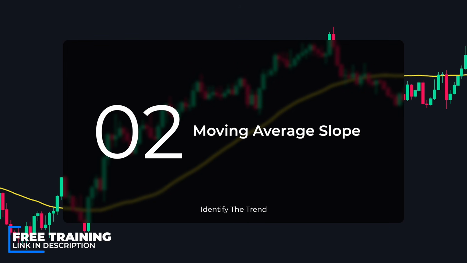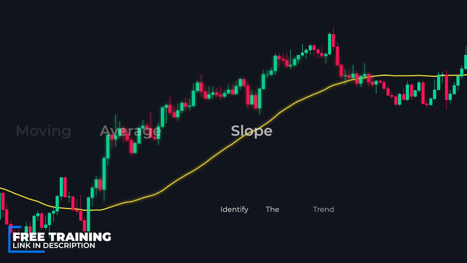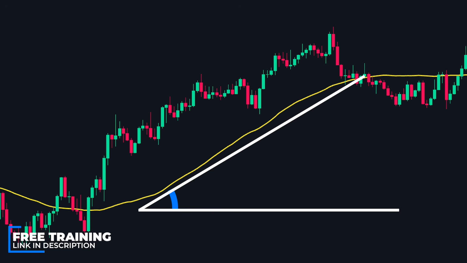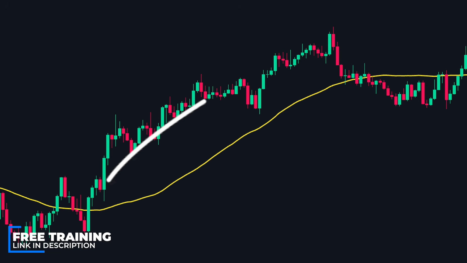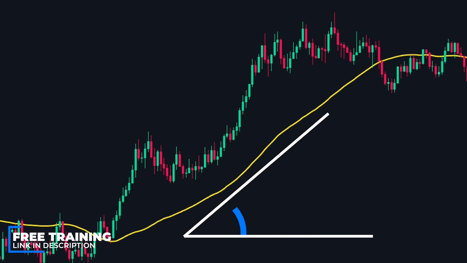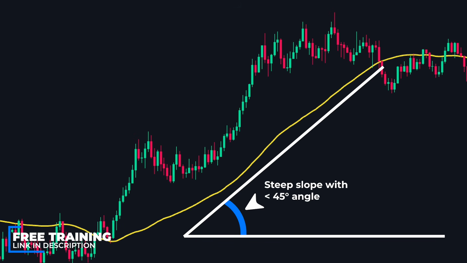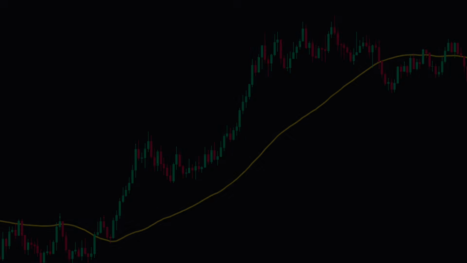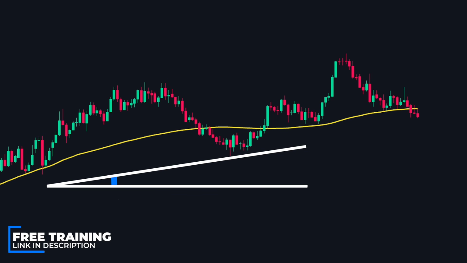Moving average slope. The slope of the moving average also gives us a good hint about the strength of the trend. In an uptrend, the moving average is sloped upwards. In a strong uptrend, the slope of the moving average will be steep and close to a 45-degree angle. While in a weak uptrend, we see a gentle upward slope.